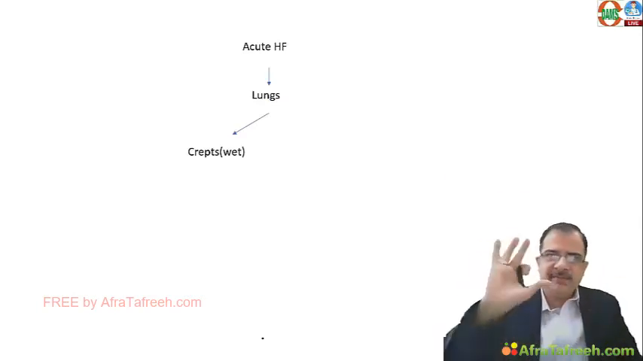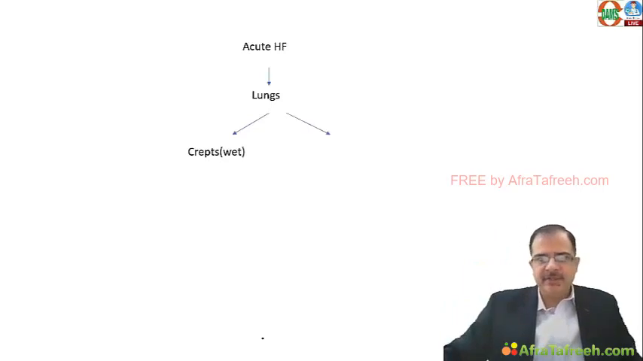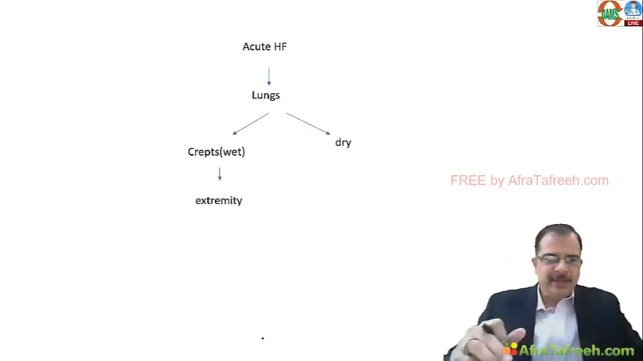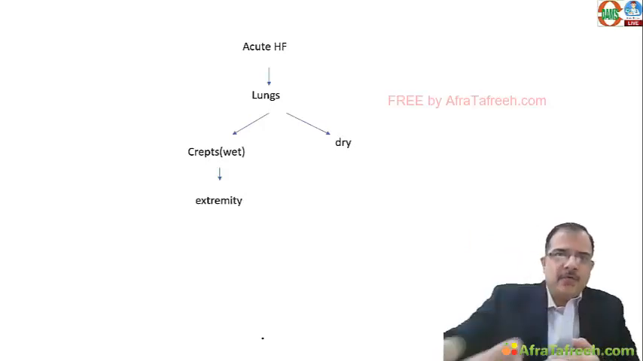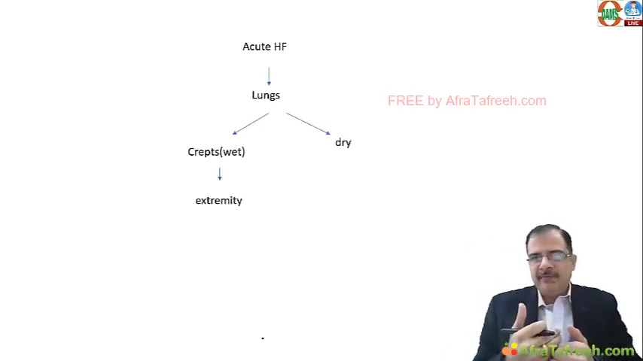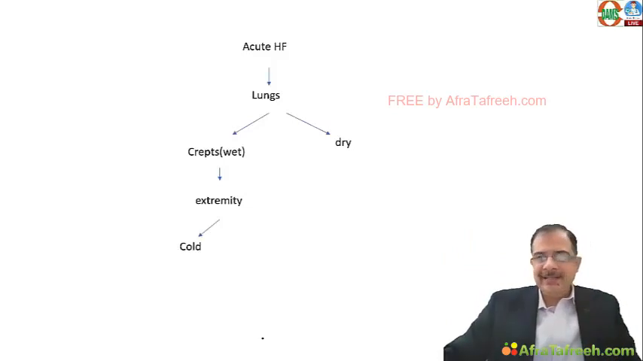Oxygen is the first step. Oxygen will be the first step here. Why? Check the extremities. Extremities indicate the forward blood flow which is going to perfuse the organs. So extremities can be cold or extremities can be warm.